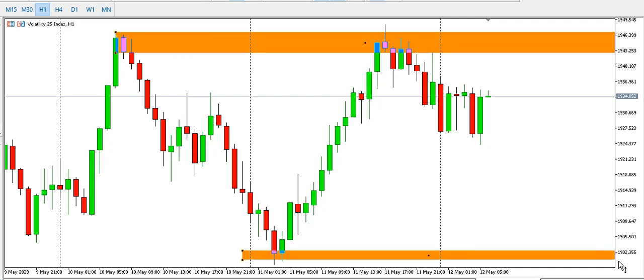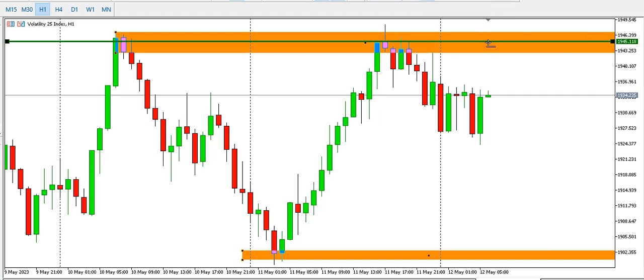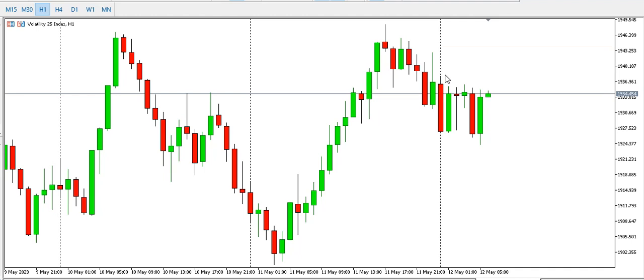Okay, on the 1-hour time frame, price is heading for the range top, the 1945 area. Okay, price is heading for that. Look, the bears are trying to dip price, and the bulls are immediately resisting the dip. Okay, so for now price is heading up.